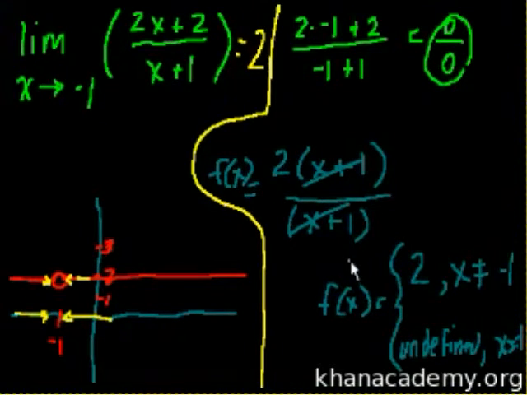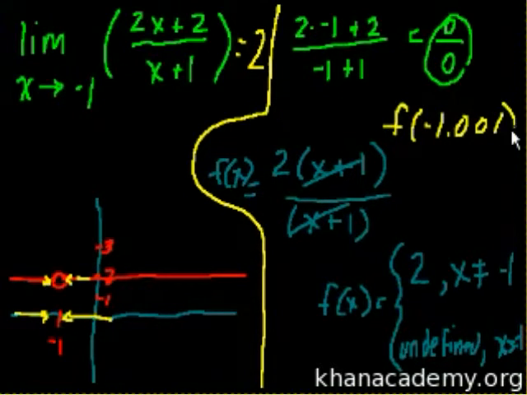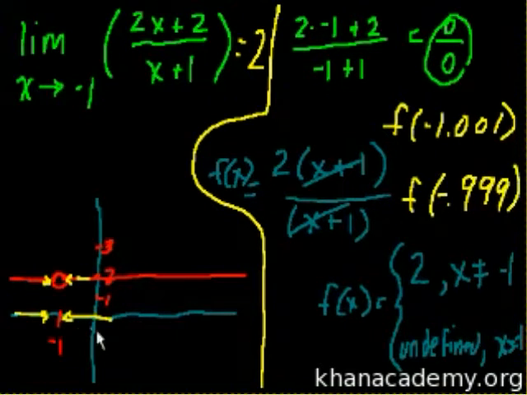Another way that I often used to check my answers is to take a calculator and try, what is f of -1.001? And you could also try, what is f of -0.999? Because what you want to say is, what does the function equal when I get really close to -1? Then you could keep going closer and closer to -1 and see what the function approaches. And in this case, you'll see that it approaches 2. So let's do another problem.